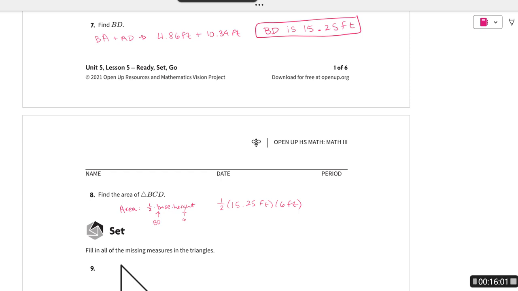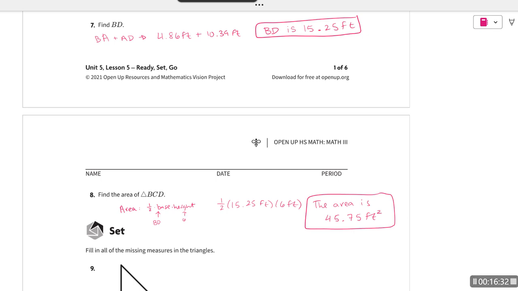So 1/2 times 6, that's nice and quick to do. That gives us 3. So 1/2 times 6 is 3. And then we multiply 3 by 15.25. That gives us 45.75. So the area is 45.75 feet squared. There we have it.